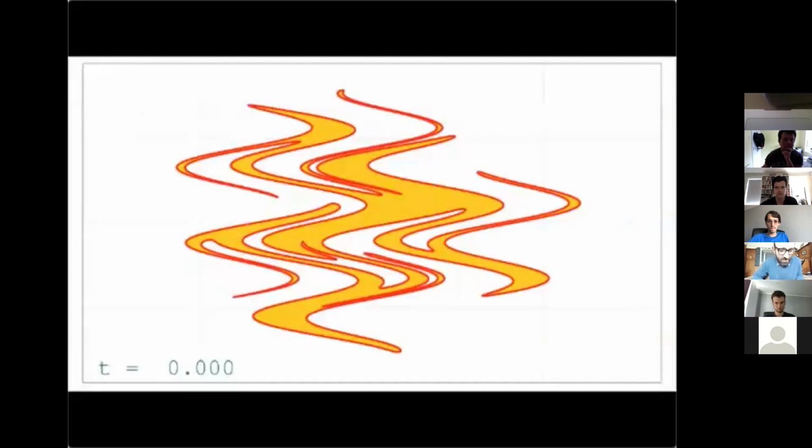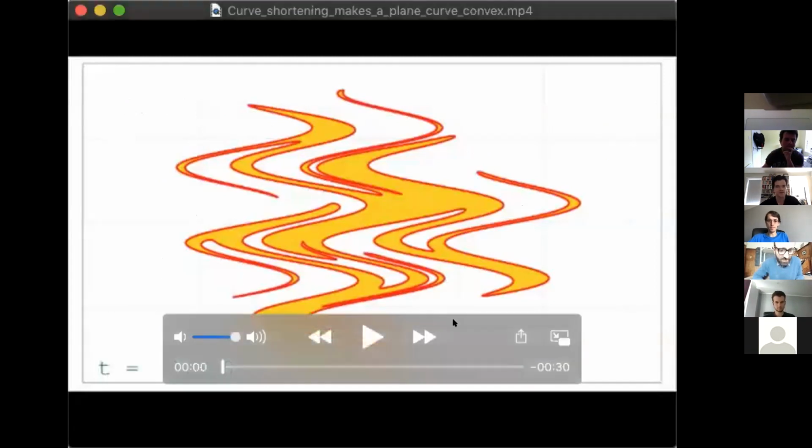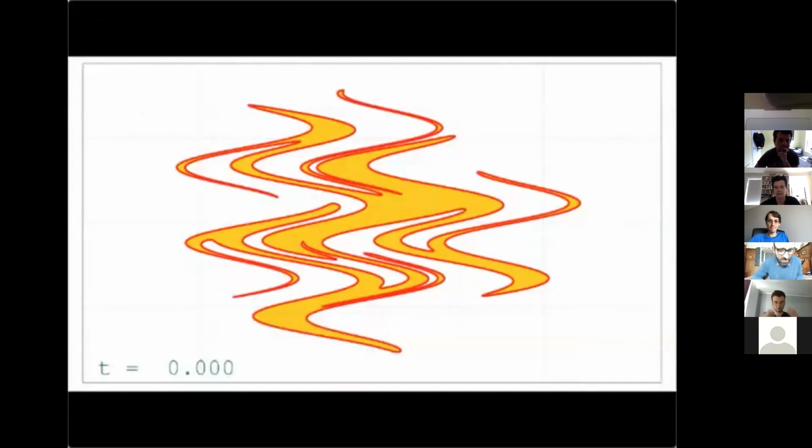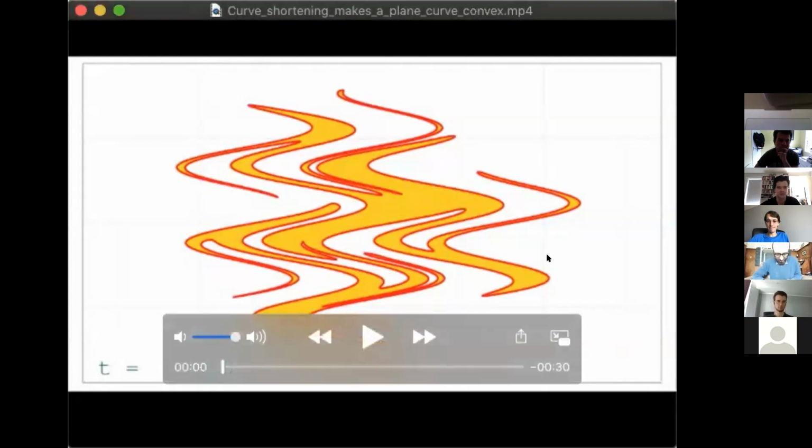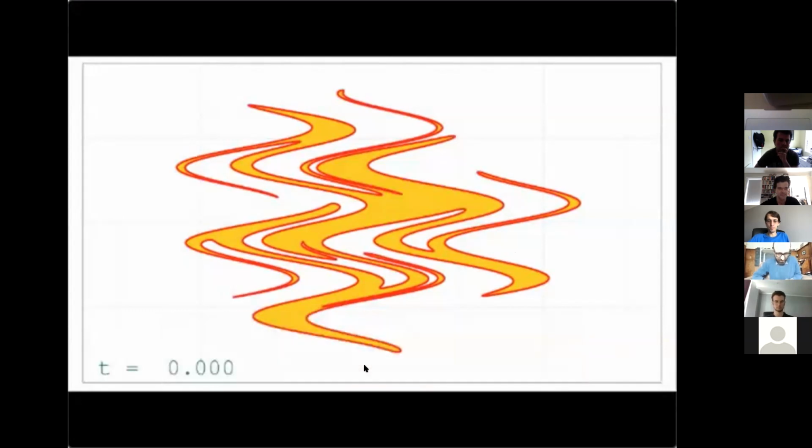Now? Yes. Okay, awesome. So we have a curve here, which is pretty irregular. It is smooth, but it is definitely not convex. Let me mention that this Huisken result I just stated holds for surfaces in higher dimensions, so the curve case is a little bit more general. In the curve case, you see in this animation what this mean curvature flow is doing.